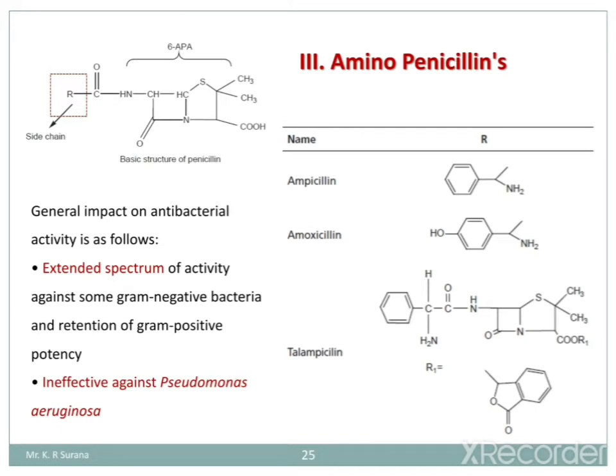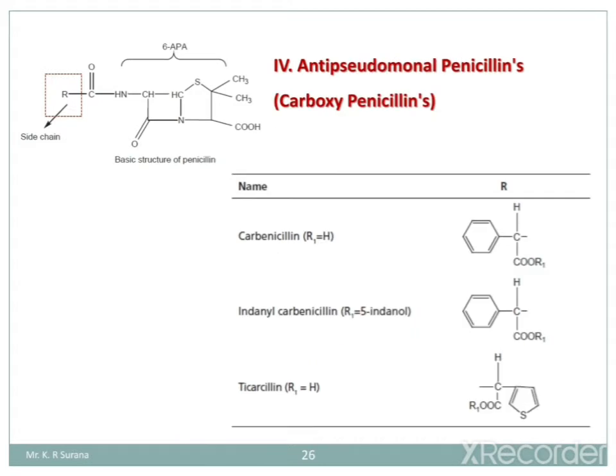So these are ineffective against Pseudomonas aeruginosa species. Next is your anti-pseudomonal penicillins, or we can call them carboxypenicillins. Initially we have seen aminopenicillins, now here is your carboxypenicillins, or we can also call them anti-pseudomonal penicillins.